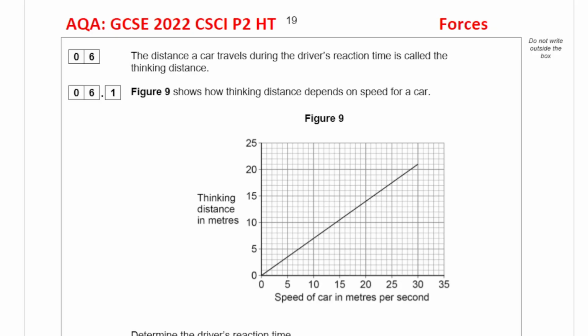In this video, I'm going to go through the AQA Combined Science Physics Paper 2 Higher Tier from 2022. Question number 6 is on the topic of forces. The distance a car travels during the driver's reaction time is called the thinking distance. Figure 9 shows how thinking distance depends on the speed for a car.